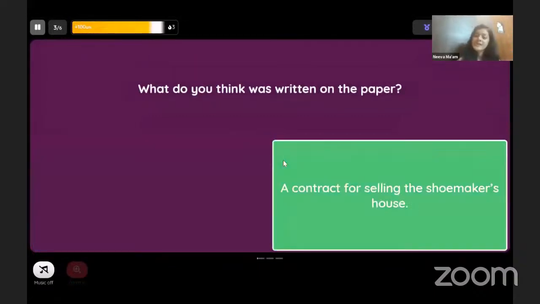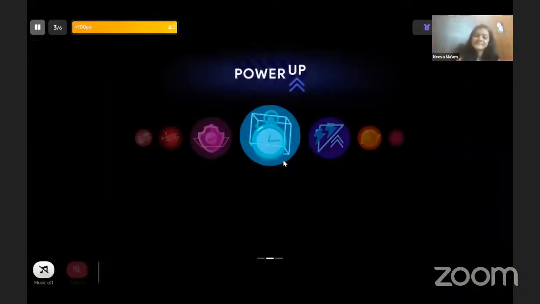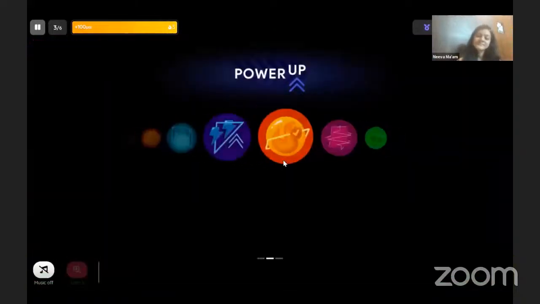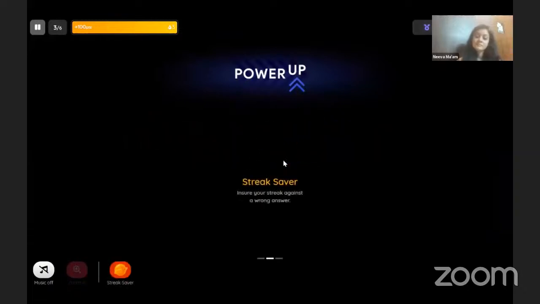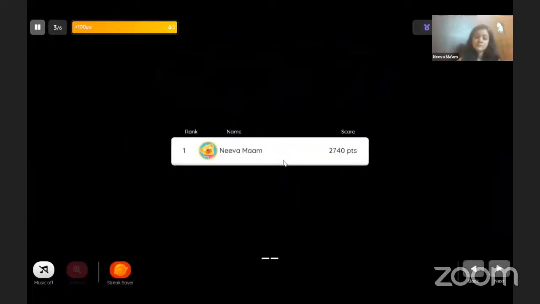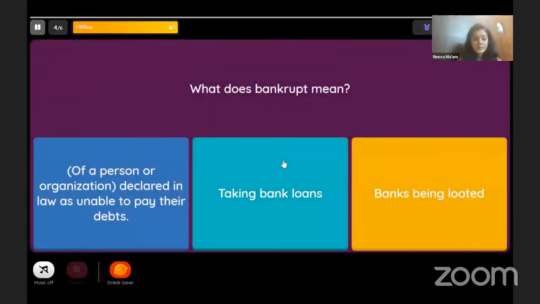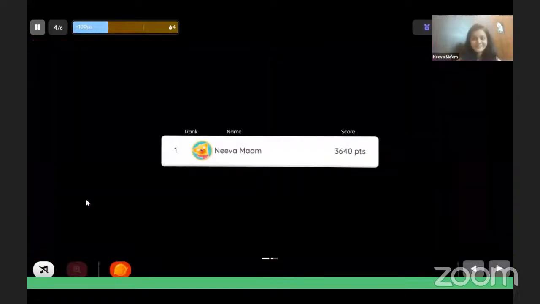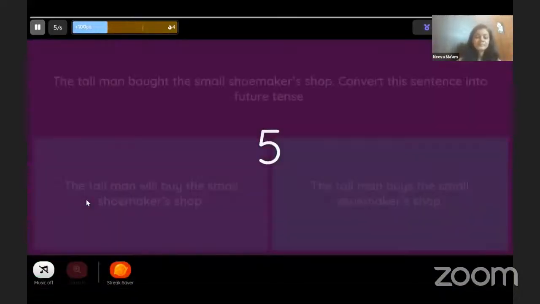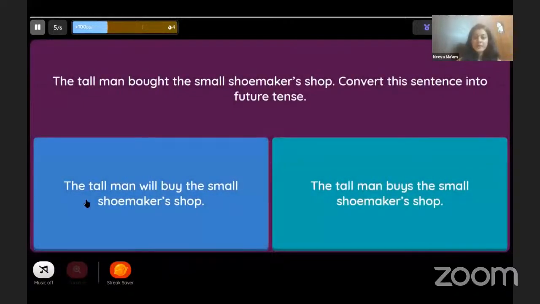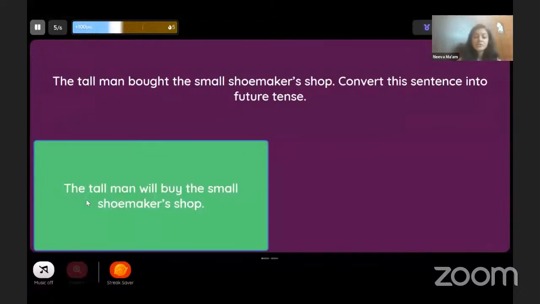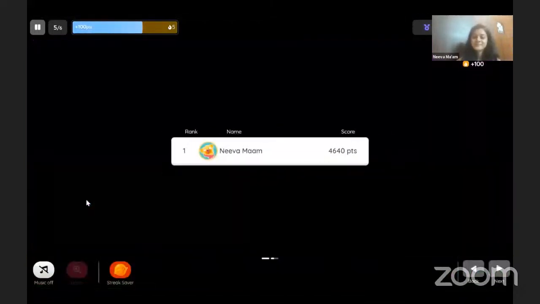What do you think was written on the paper? An exam mark sheet, a contract for selling the shoemaker's house? What does bankrupt mean? Of a person or organization, declared in law as unable to pay their debts. The tall man bought the small shoemaker shop. Convert the sentence into future tense. The tall man will buy the small shoemaker shop.